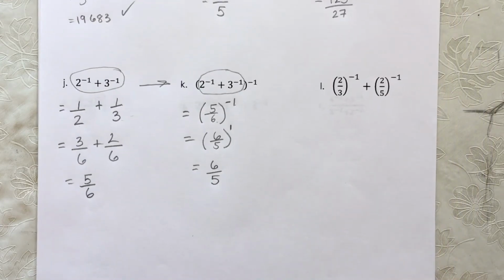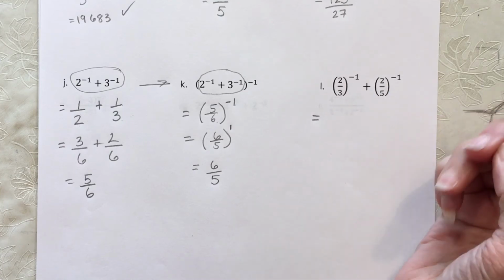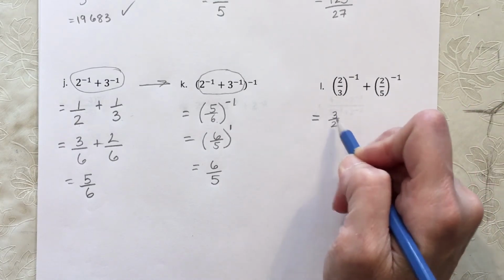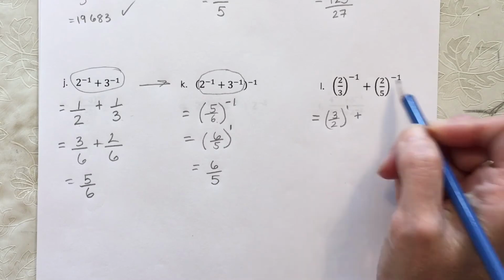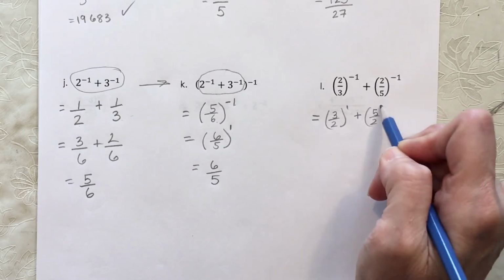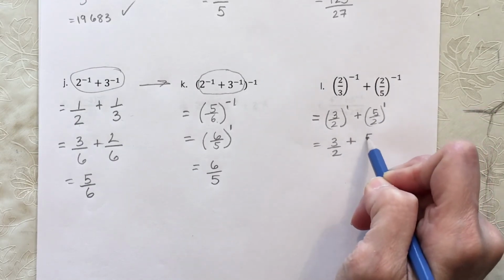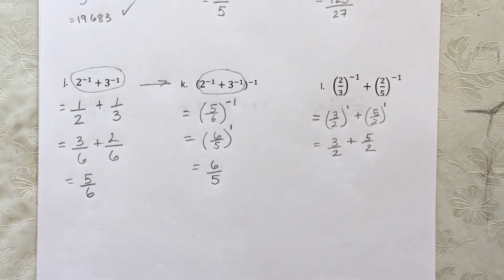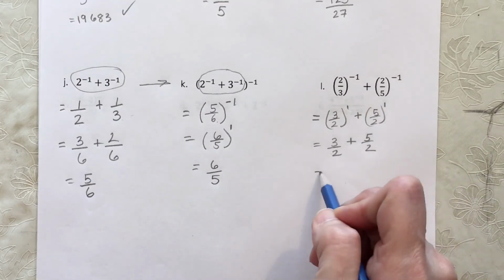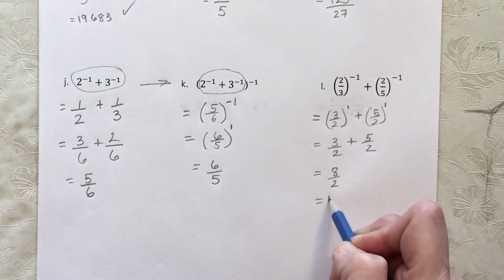All right. Similar type of question to what J was, but with fractions as our base. So 2/3 to the negative 1 is the same as 3/2 to the positive 1. 2/5 to the negative 1 is the same as 5/2 to the positive 1. So that's just going to be 3/2 plus 5/2. So we get lucky that we already have a common denominator. So we would end up with 8/2, which happens to be 4.